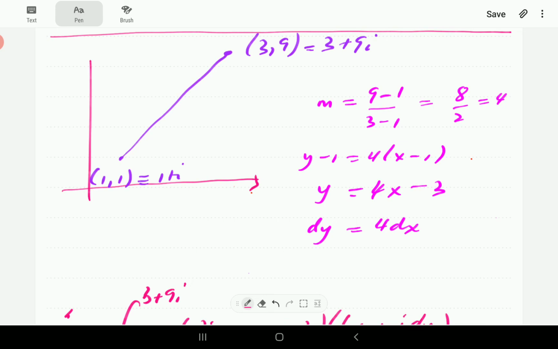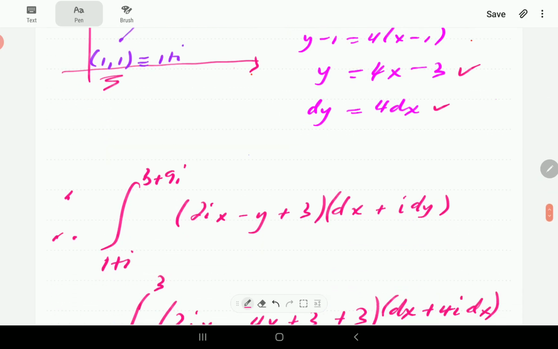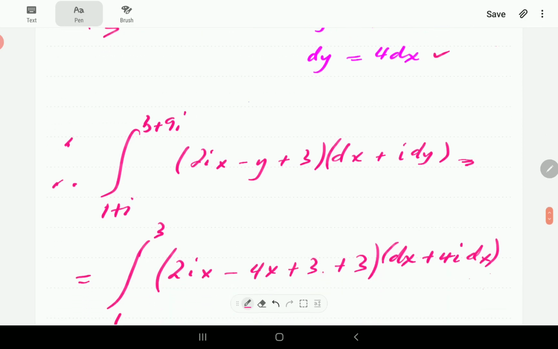All right, so in this case, we are integrating from 1 plus i, which has x equal to 1 and y equal to 1, so corresponds to the point (1, 1), to 3 plus 9i, which corresponds to the point (3, 9). So the gradient is going to be 4, and then we find that the equation of the straight line is y equals 4x minus 3. So dy is going to be 4 dx.